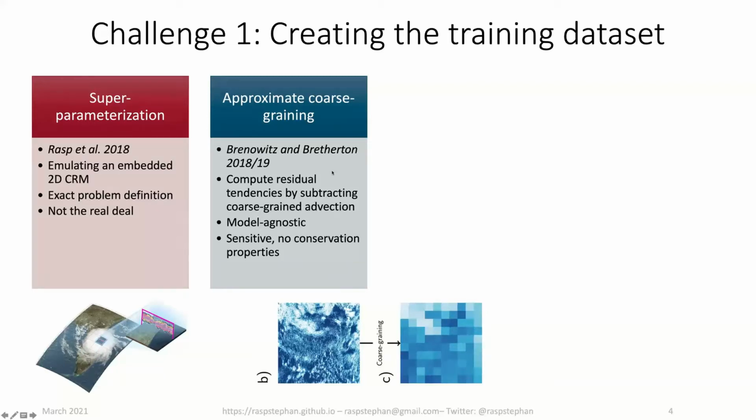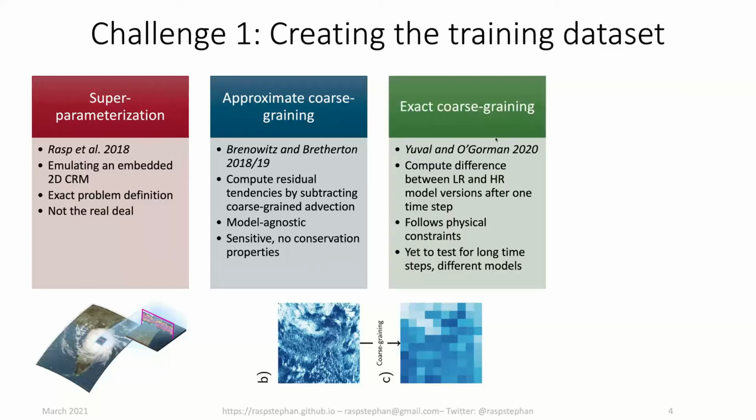One way is doing this sort of approximately. The idea here essentially is you compute a coarse grained advection term, you compute the residual at every point, and that is what is subgrid. And if you want to find out more about this, this is the reference here, these papers. The great thing is this is model agnostic, but it turns out that this is kind of sensitive because you're doing finite differencing in space and time, and so it's kind of sensitive to the time step. And also, these residuals that come out of this are kind of noisy and do not follow any physical conservation laws.